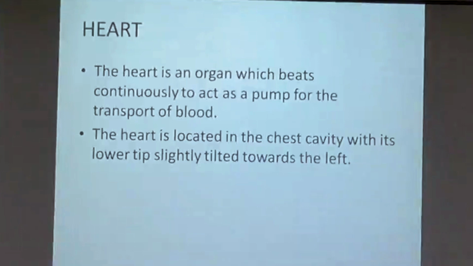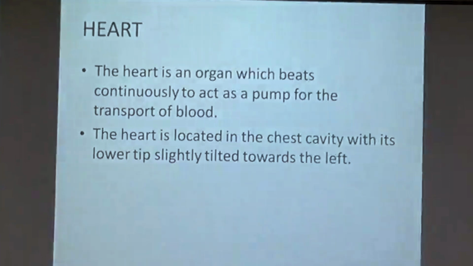Now coming to the heart. The heart is an organ which beats continuously to act as a pump for transport of blood. So heart is an organ which helps in pumping our blood to different parts of the body. It is located in the chest cavity with its lower tip slightly tilted towards the left. That is why we feel our heartbeat on the left side.